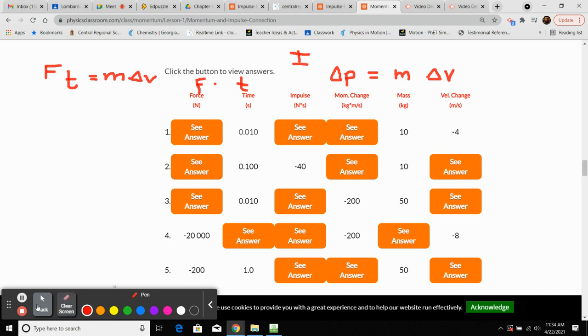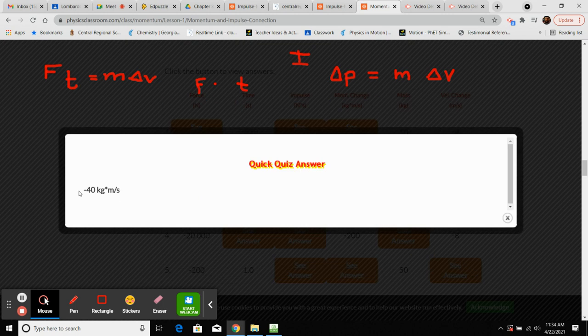All right, so with all that, I have a mass of 10 and a change of velocity of negative 4. What is my momentum change? So what's 10 times negative 4? Negative 40. And here you go. You got negative 40 kilogram meters per second.